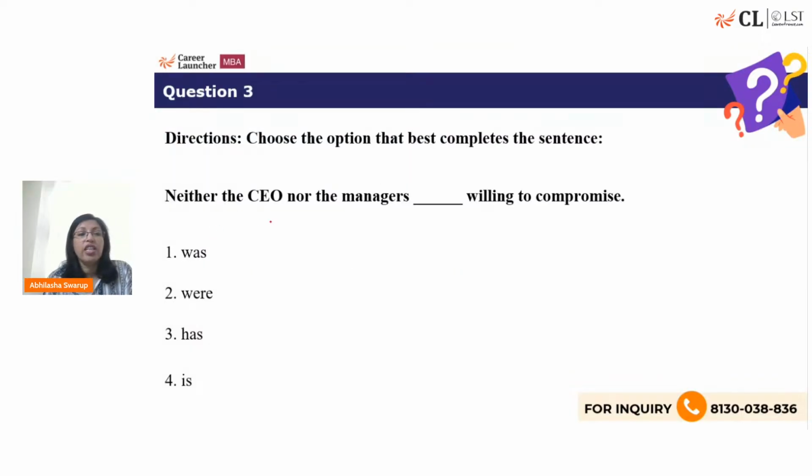All right. Neither the CEO nor the managers dash willing to compromise. Remember, the verb will always take its number from the nearest subject. So because this is plural, managers, therefore were willing to compromise.